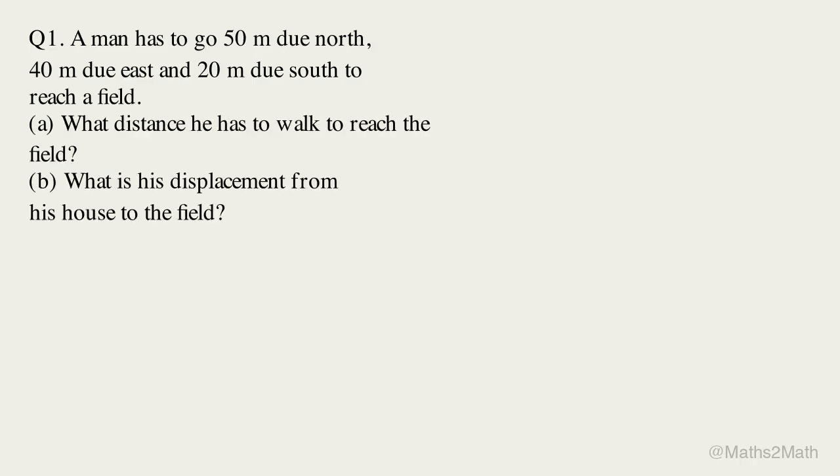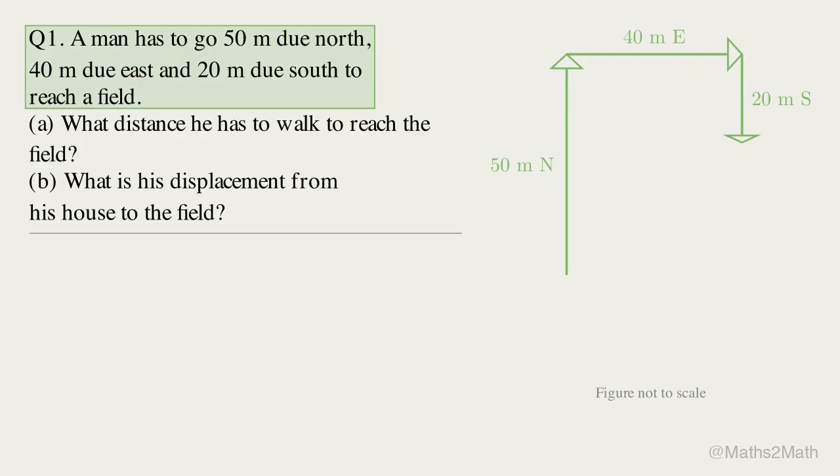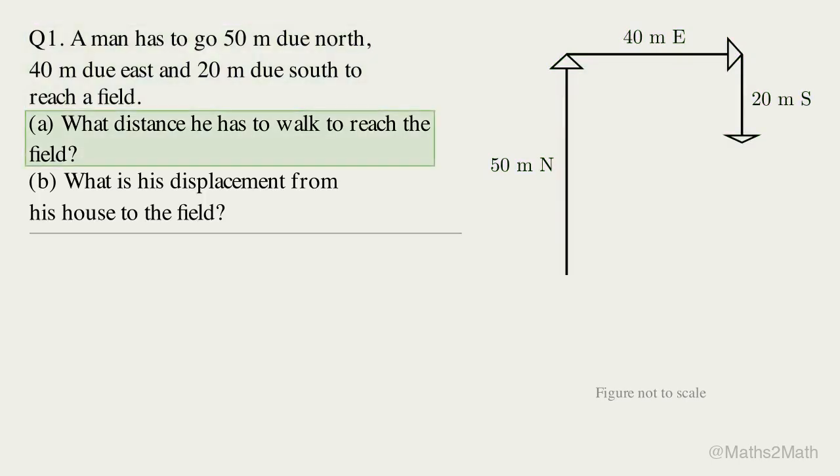Question 1. A man goes 50 meters due north, 40 meters due east, and 20 meters due south to reach a field. Part A, what distance does he walk? Part B, what is his displacement?